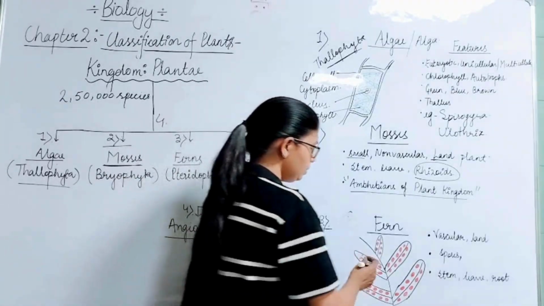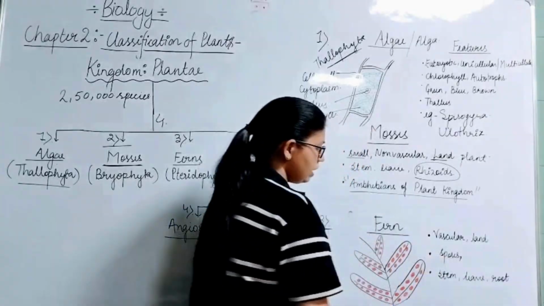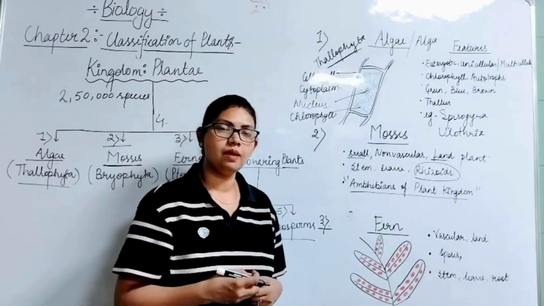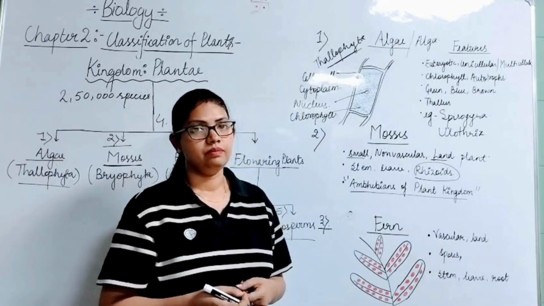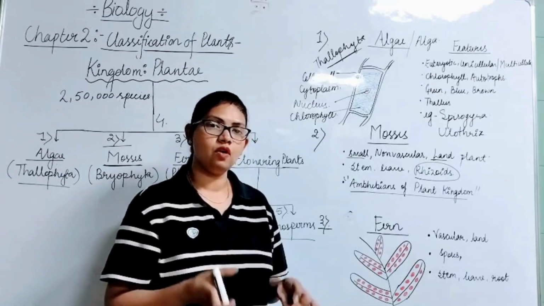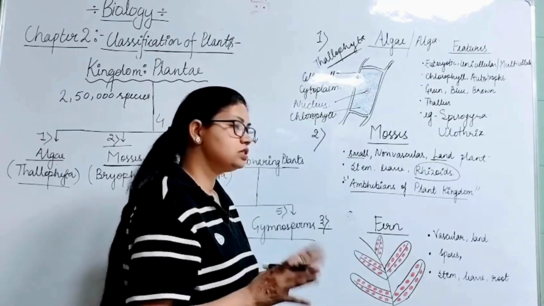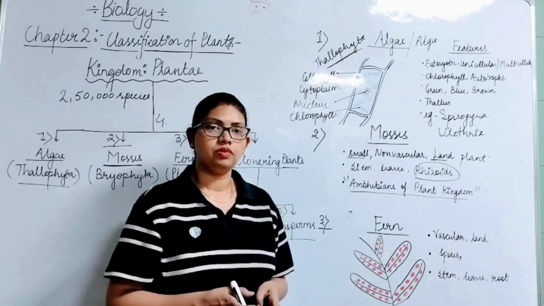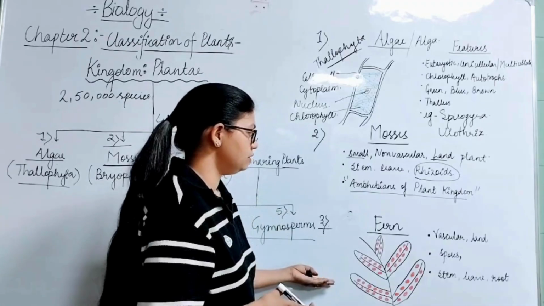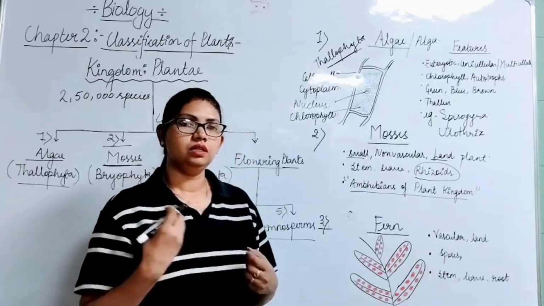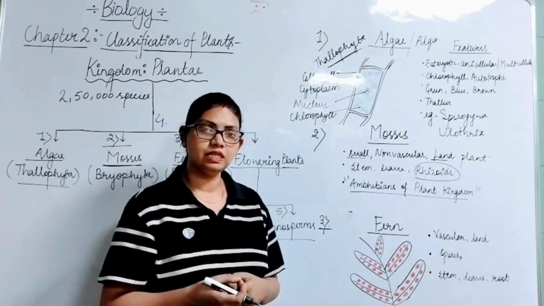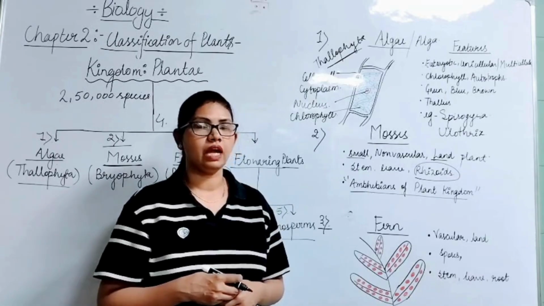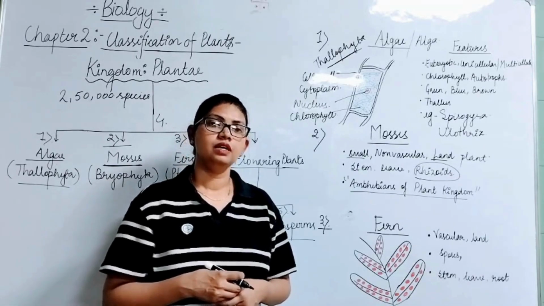So this is about fern, and their body is generally divided into stem, roots and leaves. Means these are complete plants, having all the parts of a plant, but do not contain flowers and seeds for reproduction. So these are ferns. This is all about algae, mosses and ferns. In the next video lecture, we will study about angiosperms and gymnosperms. Thank you so much.